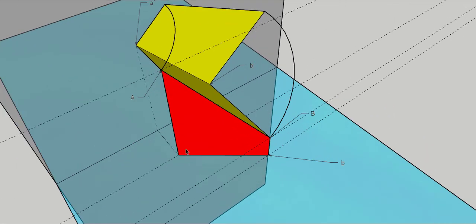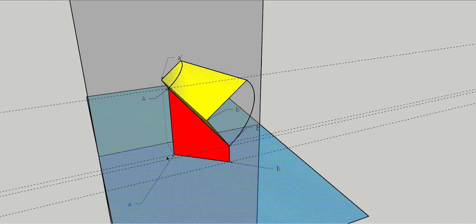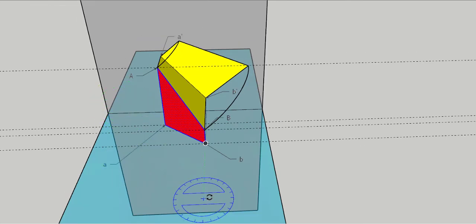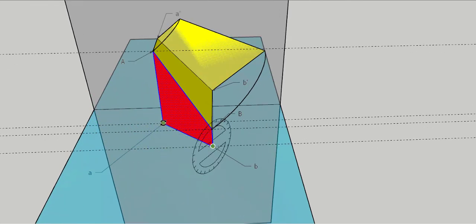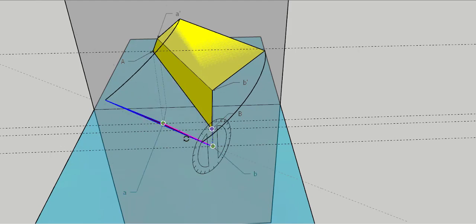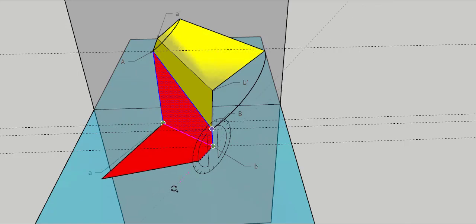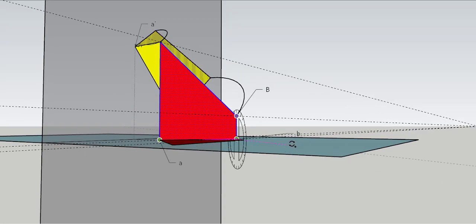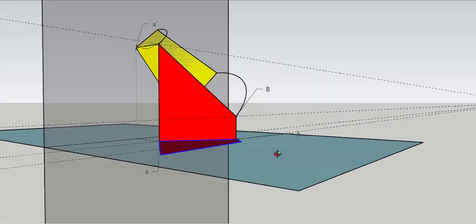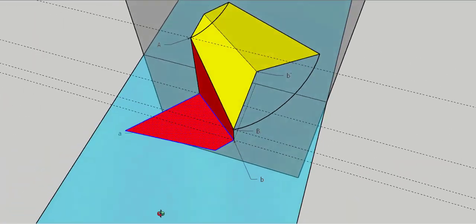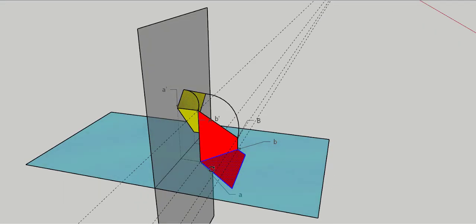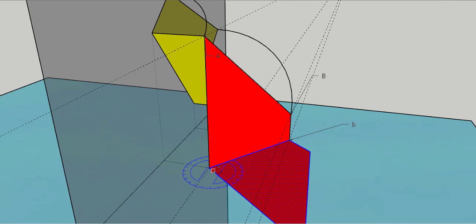Similarly, I will rotate this red plane about the axis AB, that is small a, small b, keeping it on the horizontal plane. In which direction did I rotate it? I rotated it in this direction.